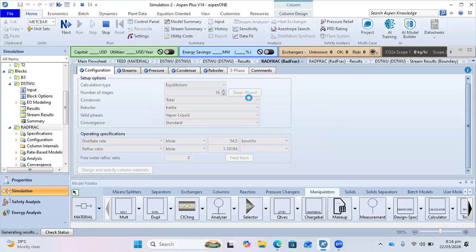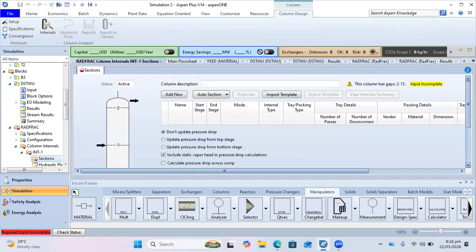Okay. Sorry. This may take some time to load, but I think we can just wait a bit, it will come soon. So the other thing I was going to say was that if you check the results for the RADFRAC, just like we check the results for the DSTWU, you right click and click on results. You get information on things like the reboiler duty, condenser duty, all those things are there, right? But then the advantage with the RADFRAC is you can now get the profiles. Okay. So you can get the profiles, maybe the temperature profile in the column, the concentration profile.